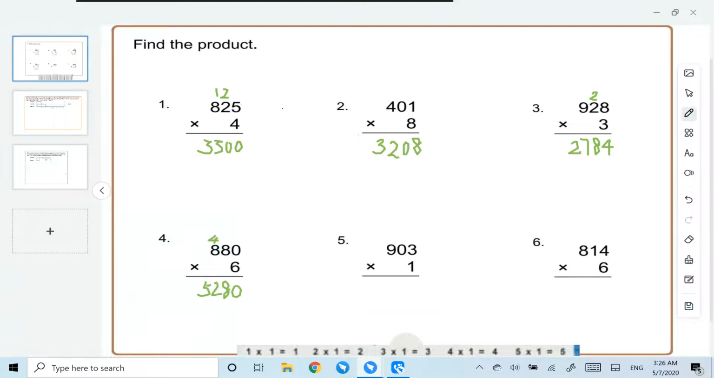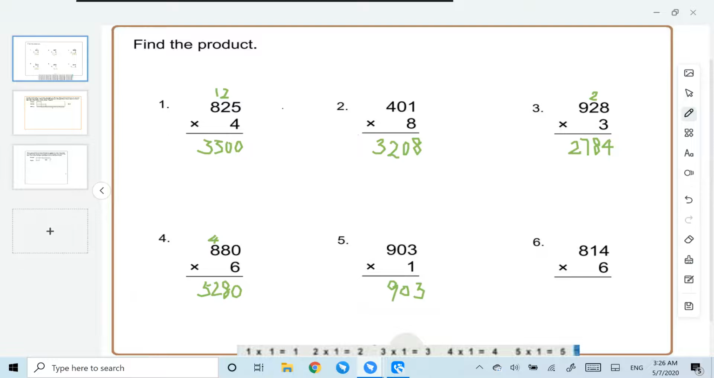Number 5, 1 times 903. 1 times 3 equals 3. 1 times 0 equals 0. 1 times 9 equals 9. The answer is 903.